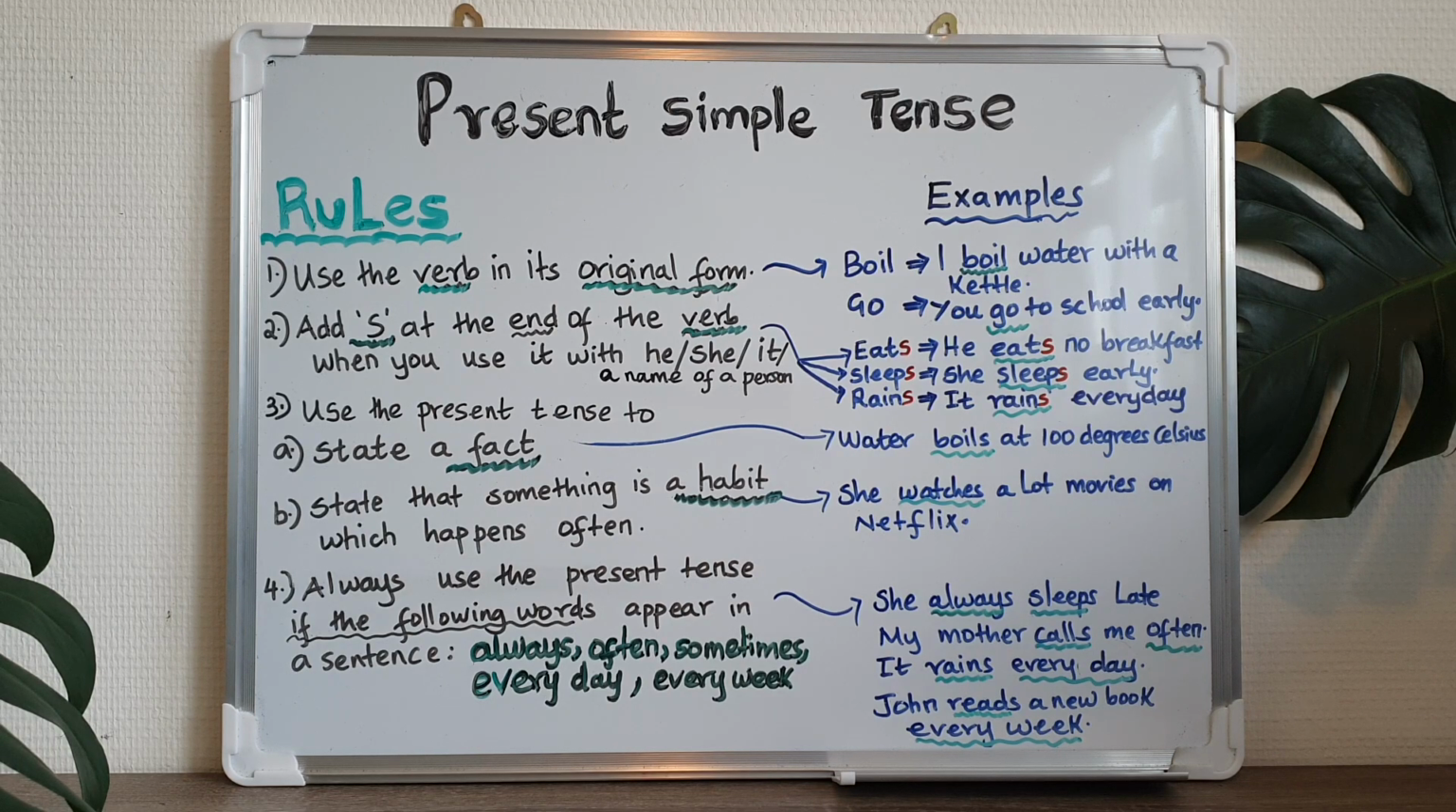The second example is the verb go. Once more, the verb go is in its original form. We have not added es. We have not added ing. We have not added ne. The verb is still in its original form. You go to school early.